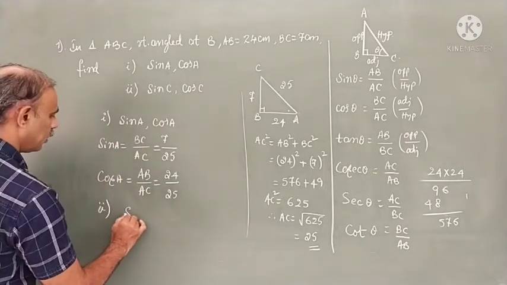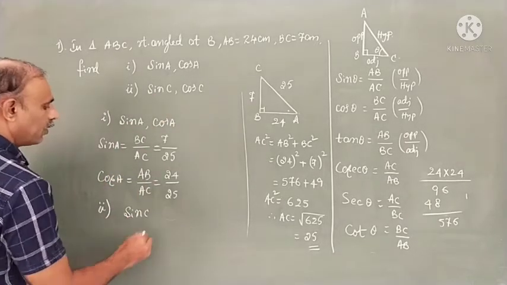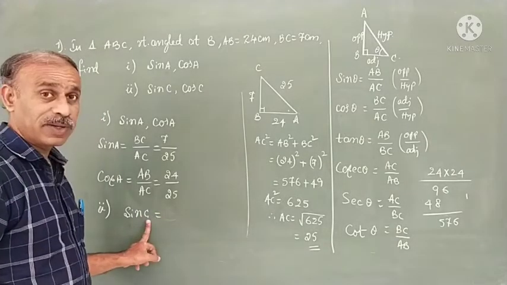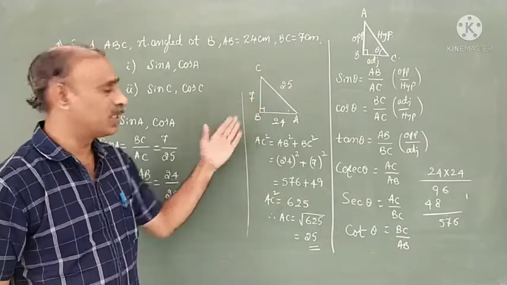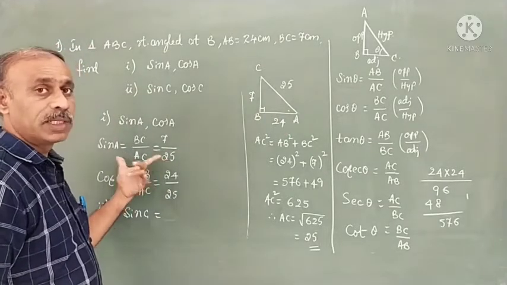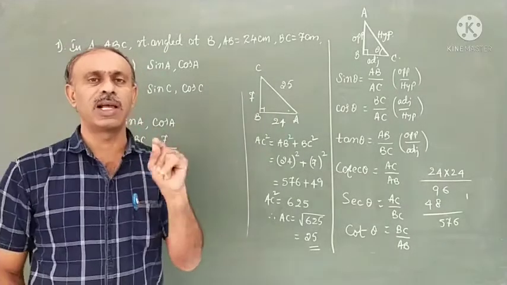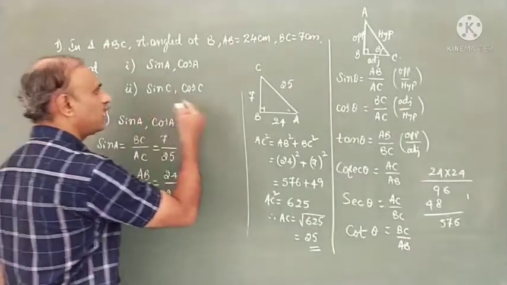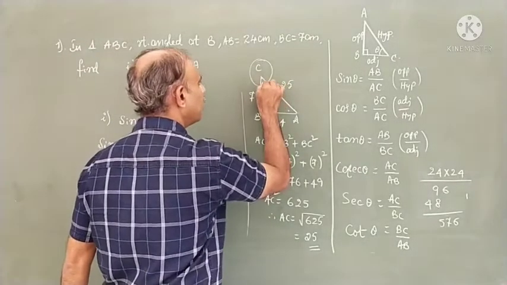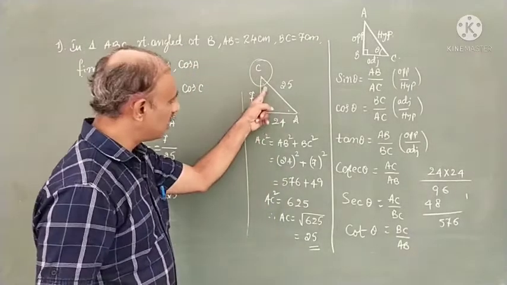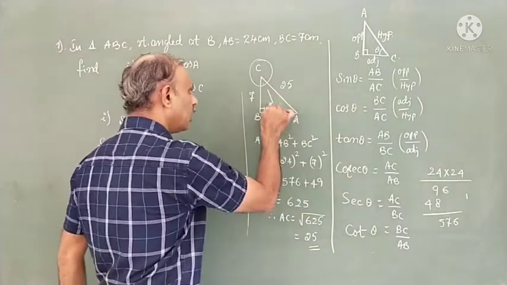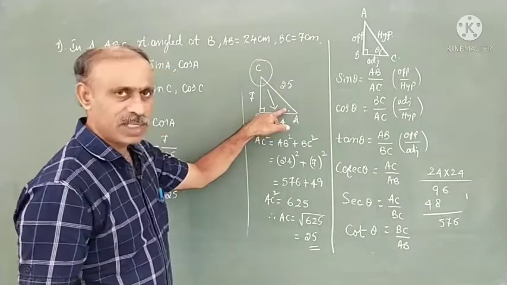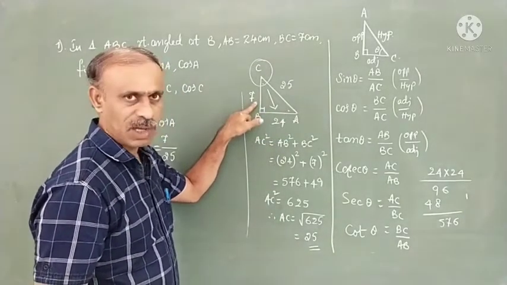Next, sin C. What is sin C? Sin C is with respect to C. Don't go like the previous one only, or you will get the same answer. That's why you have to consider which acute angle; give importance to the acute angle. With respect to C now, this is the opposite side. The hypotenuse doesn't change. If you consider this acute angle, then this becomes opposite.